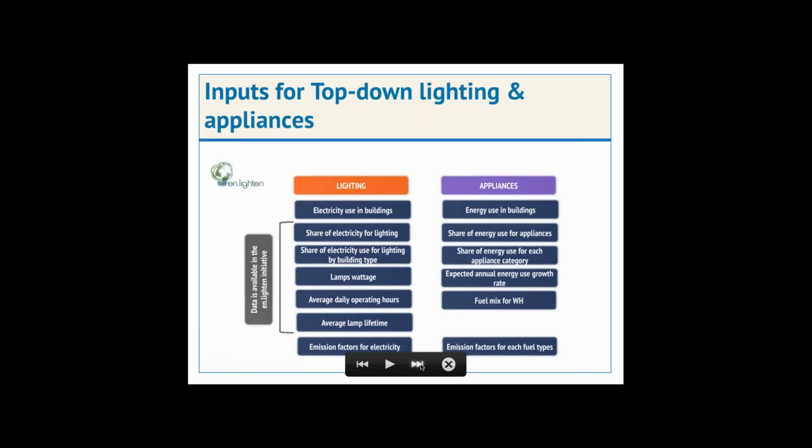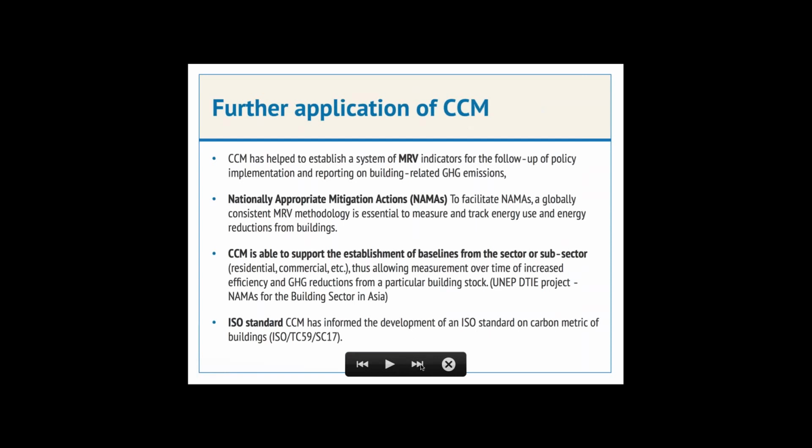So just to show you where it's going, this Common Carbon Metric has been in place now for a number of years to establish MRV baselines for energy consumption and emissions, and is also now being used to inform countries developing NAMA programs. It's also now informed and incorporated into an ISO standard for carbon metrics from buildings, which is available from the ISO now.